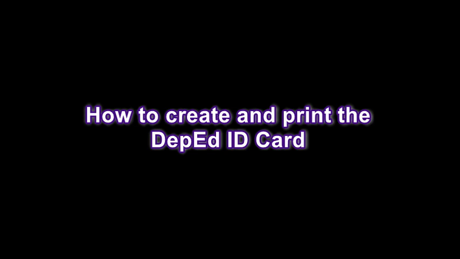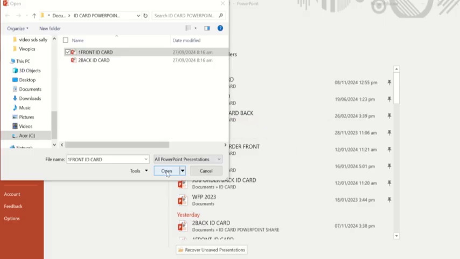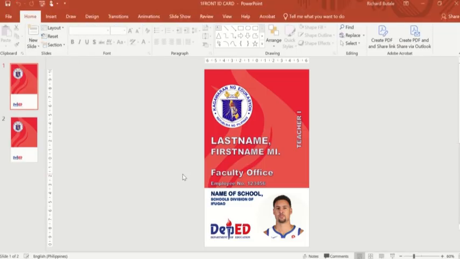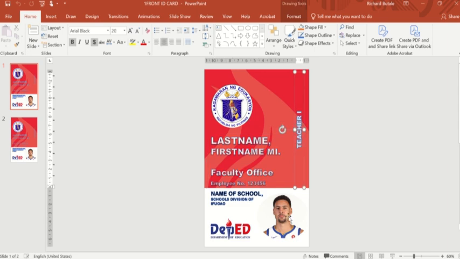How to create and print the DepEd ID card. Here are the steps. Step 1. Open the PowerPoint file you have downloaded with the file name One Front ID Card. Step 2. Accomplish all the data required in the card, then right-click on the sample picture.